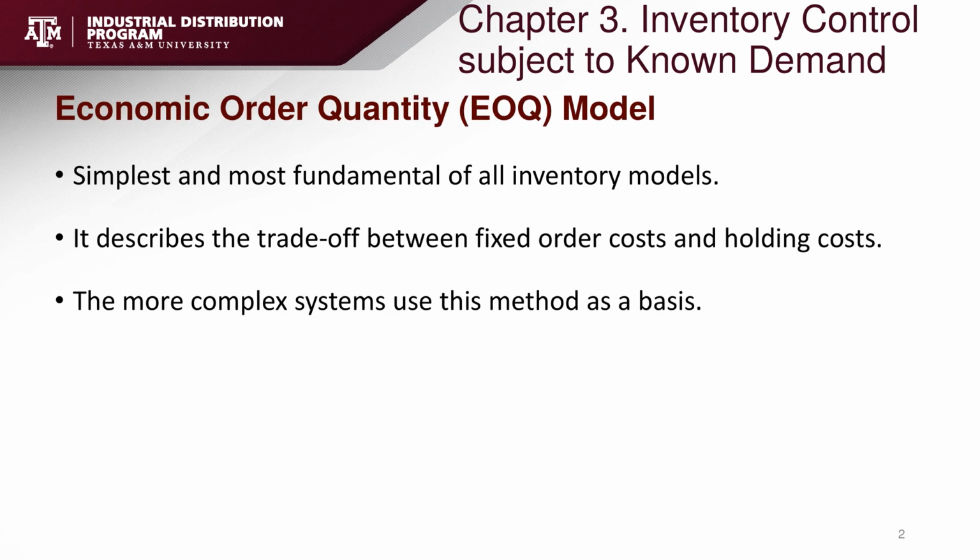Now, here's the thing about EOQ. It's the simplest and the most fundamental inventory model we've got. Basically, it captures a trade-off between fixed ordering cost and inventory holding cost. Every time you place an order, there's a fixed cost which pushes you toward ordering larger quantities. For example, if fixed ordering cost is $100 and you buy only one item, then you have to charge that entire $100 to a single item. If you buy 20 items together, then $100 will be divided among 20 items. So share will be $5 per item.